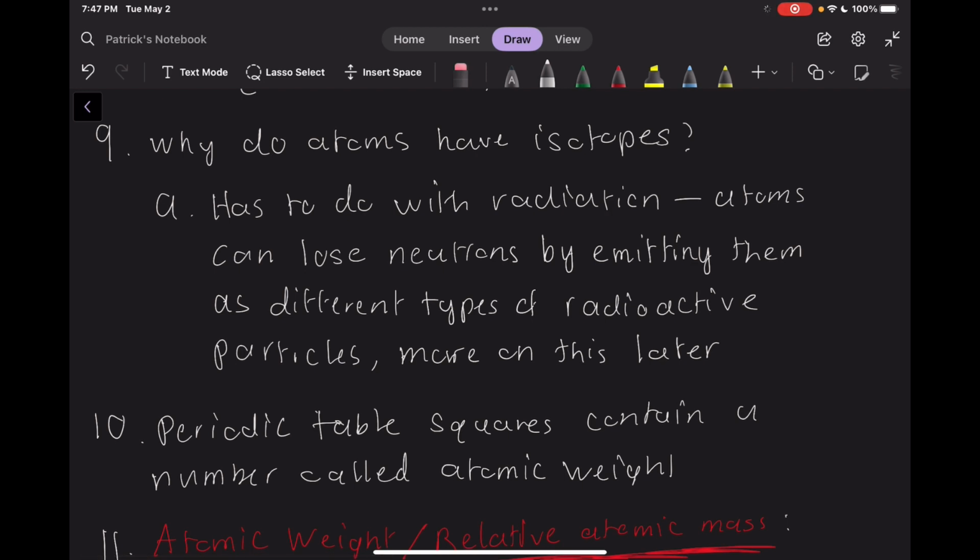One common question regarding isotopes is to ask why isotopes exist at all. Where did they come from? We can't give a complete answer to this at the moment, but the basic idea is that the existence of isotopes has to do with radiation. Some radioactive atoms can lose subatomic particles, including neutrons, by emitting them as radioactive particles in the forms of alpha, beta, and gamma radiation. We will discuss particle radiation in detail in Unit 10 when we arrive at nuclear chemistry.